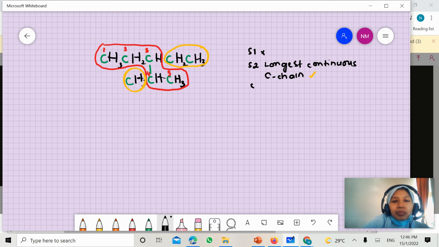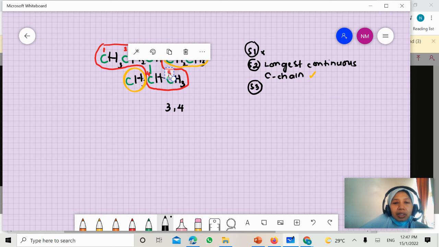Okay, step 3. What do we do now? Number the carbon chain so that functional group and substituents receive lowest possible number. Okay, now kita try number the carbon chain from the left as written here. Jadi substituent dekat carbon yang mana? Okay, at carbon number 3 and at carbon number 4. Okay, 3, 4. But if we start from this carbon instead, ya.